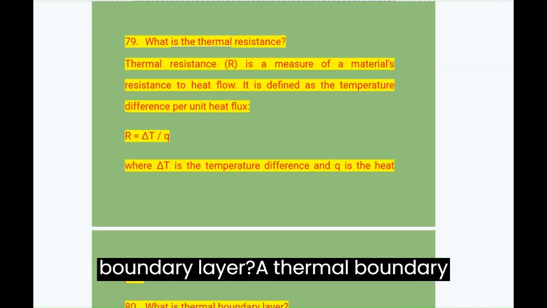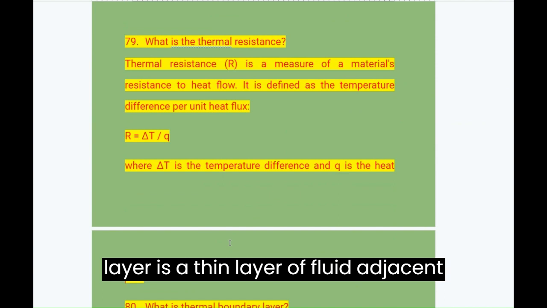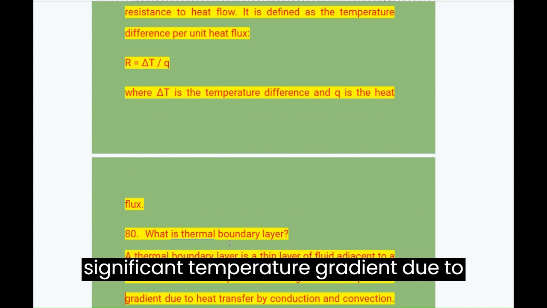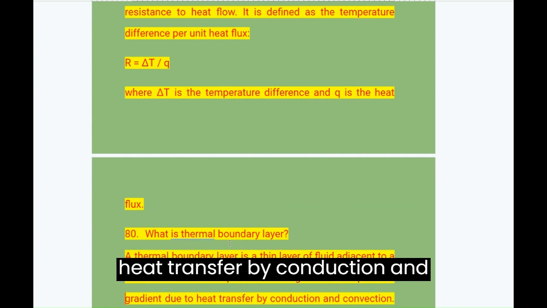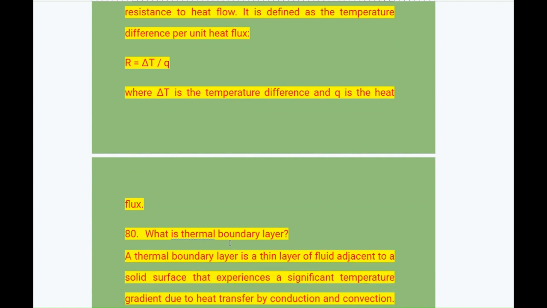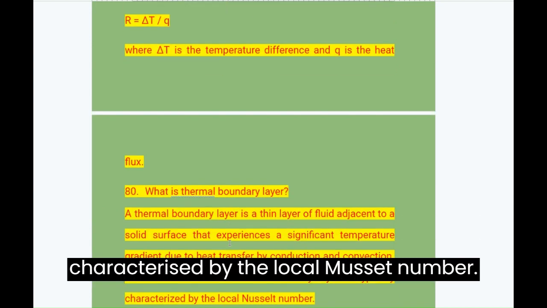What is a thermal boundary layer? A thermal boundary layer is a thin layer of fluid adjacent to a solid surface that experiences a significant temperature gradient due to heat transfer by conduction and convection. The thickness of the thermal boundary layer is typically characterized by the local Nusselt number.